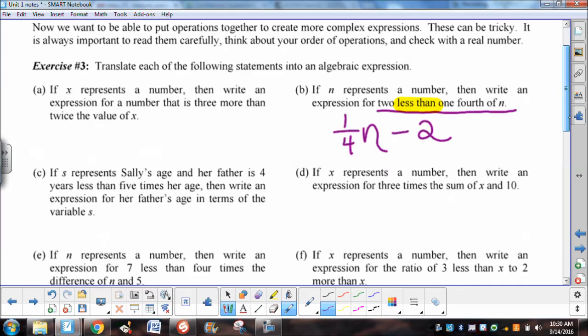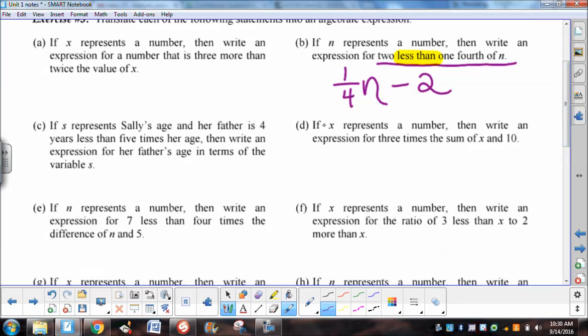You're going to do C. Let's hop down to D. If x represents a number, then write an expression for 3 times the sum of x and 10.